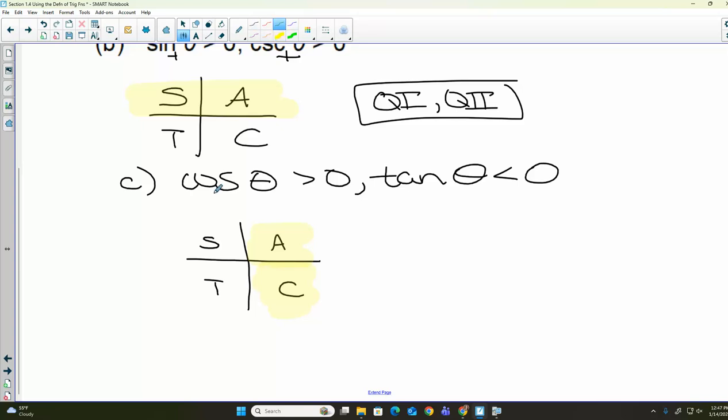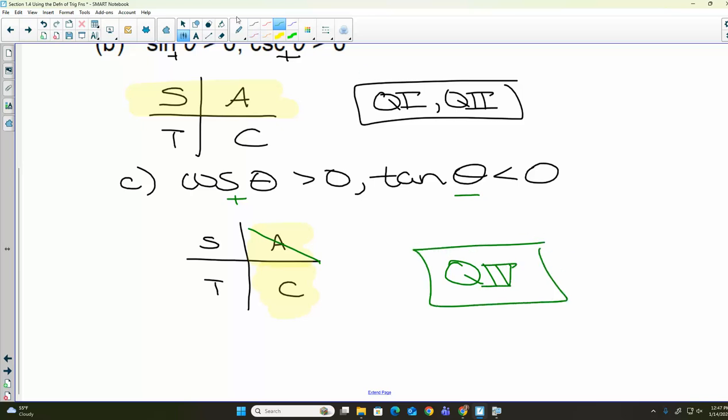Tangent of theta is less than 0. Less than 0 means negative. So out of these two, in quadrant 1, they're all positive. In quadrant 4, tangent would be negative. So quadrant 4 is my answer. That's when tangent is negative and cosine is positive. Any questions there?